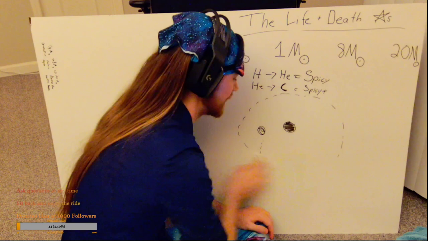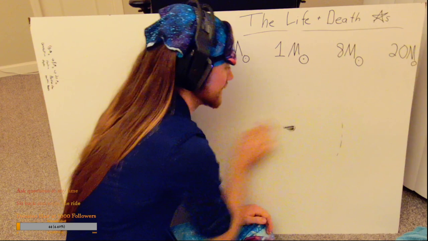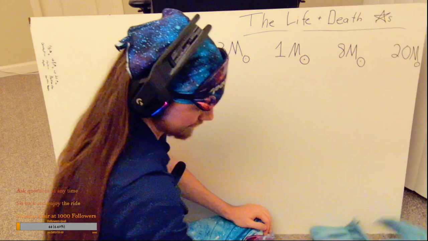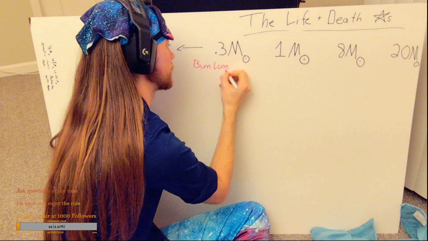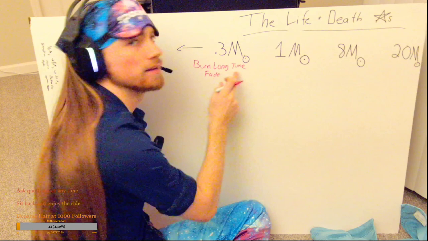So let's try and write down the deaths of these things as we go along. With our really low mass stars, they basically just burn a long time, and then fade away. They have really long lives, boring deaths.